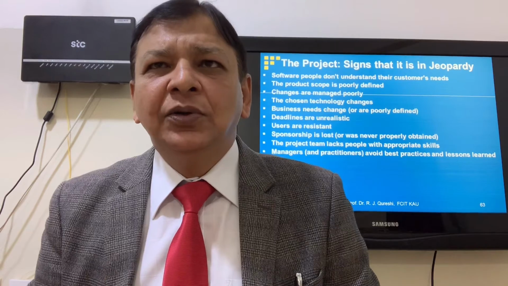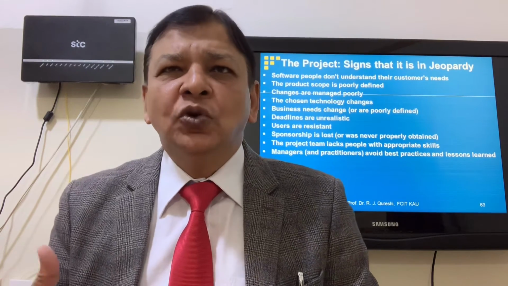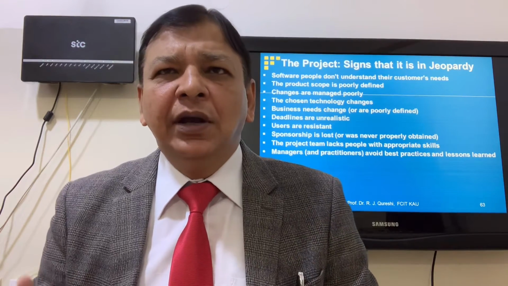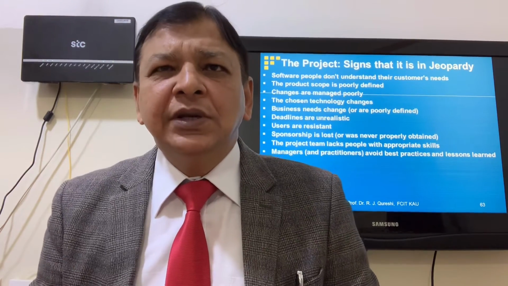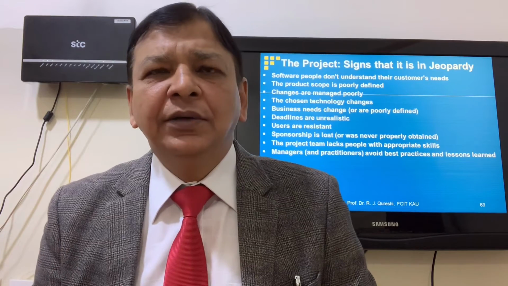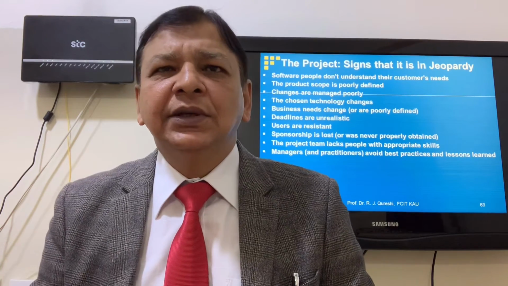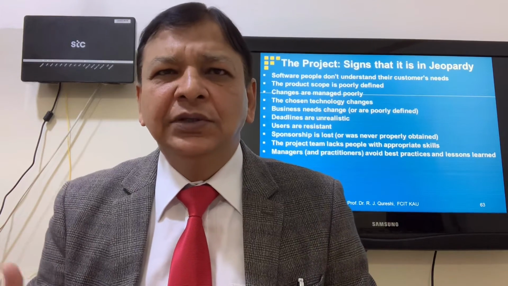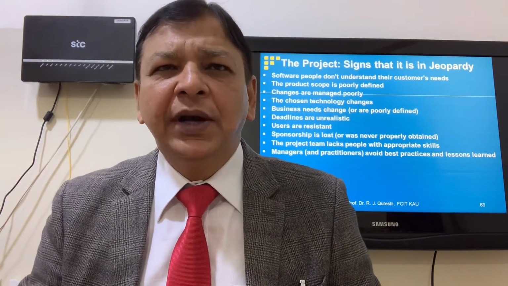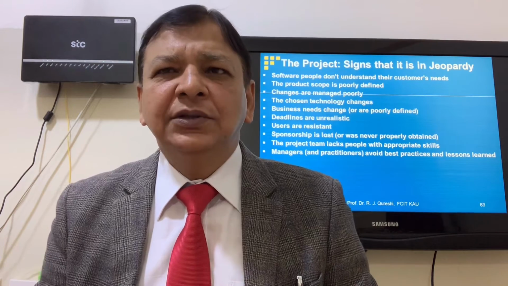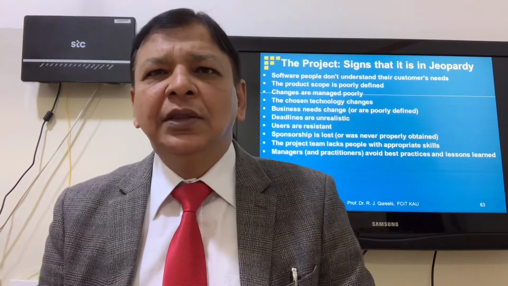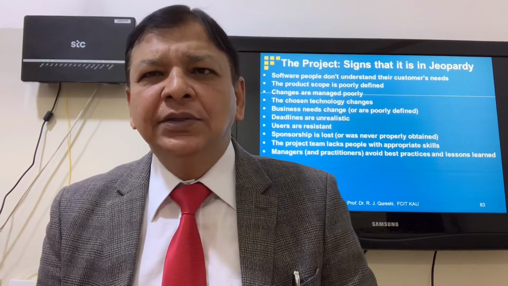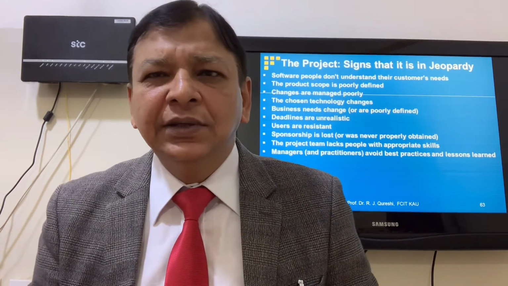The people don't understand the customer needs, scope is poorly defined, changes are managed poorly, technological changes, business needs change or are poorly defined, deadlines are unrealistic, users are resistant, reluctant because they feel if software is developed, we will lose our jobs. The job threat is there. Sponsorship is lost. The investors stop funding the project. The team lacks people with appropriate skills. They are not well trained. Managers avoid best practices and lessons learned.